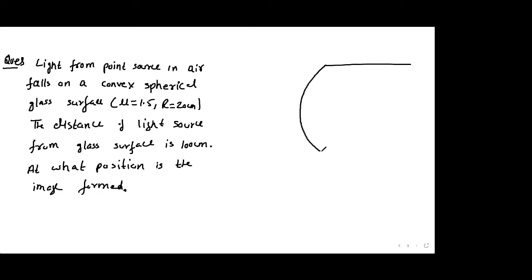So this is the surface. This is N1, which is air. This is N2, glass, which is 1.5. This is the principal axis. Yes, ray diagrams have marks. This is the center of curvature, and this is your object.